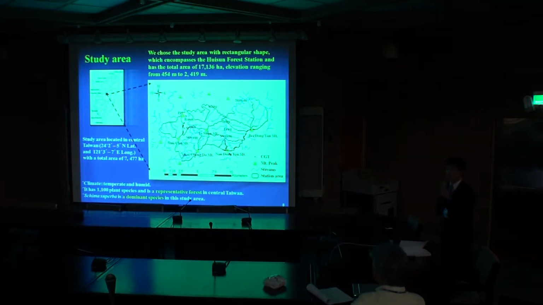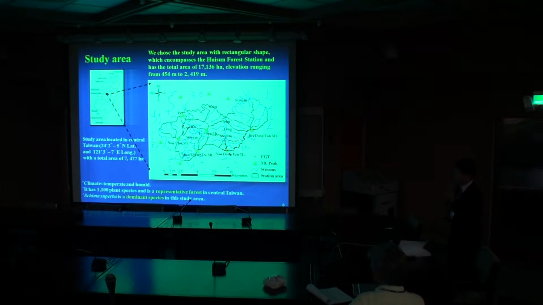And next, we can see the study area. We chose a rectangular study area which encompasses the Huisun forest station. The total area is 17,136 hectares, and the elevation ranges from 454 to 2490 meters. And Huisun forest station is representative of central Taiwan, and it's full of plants.